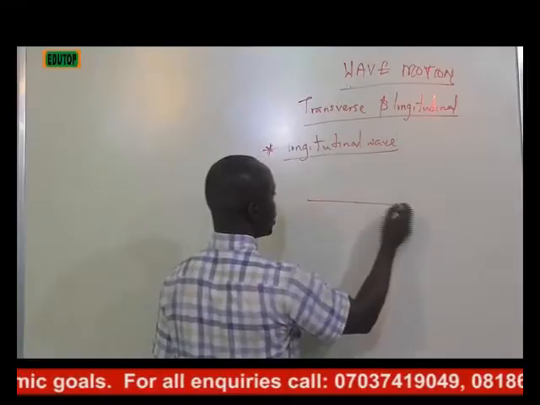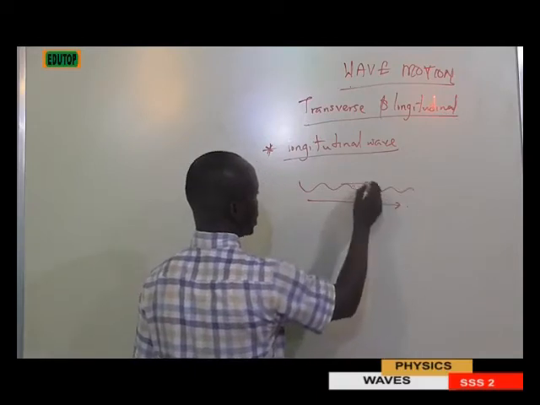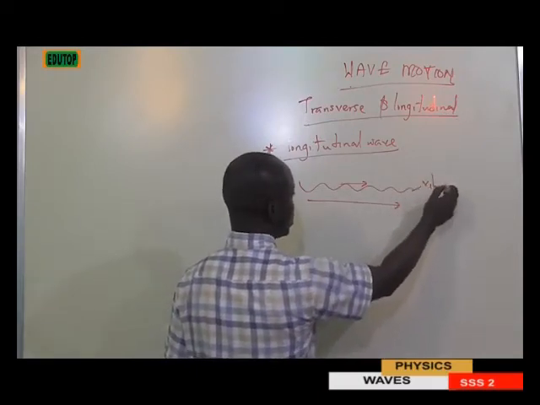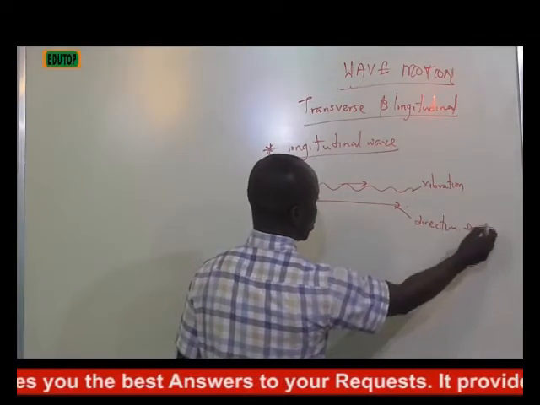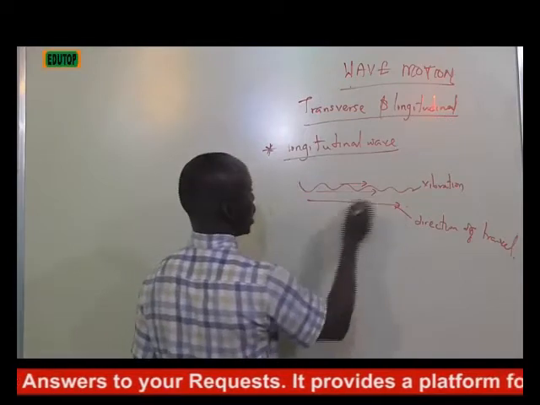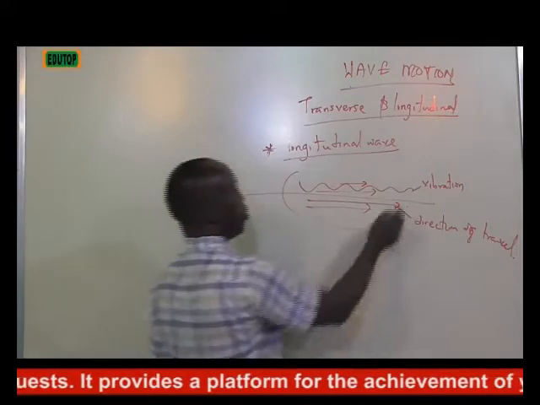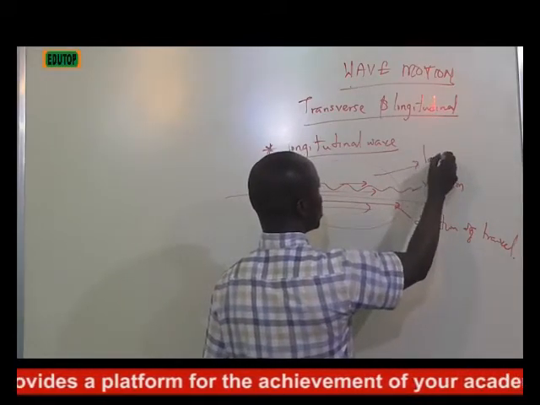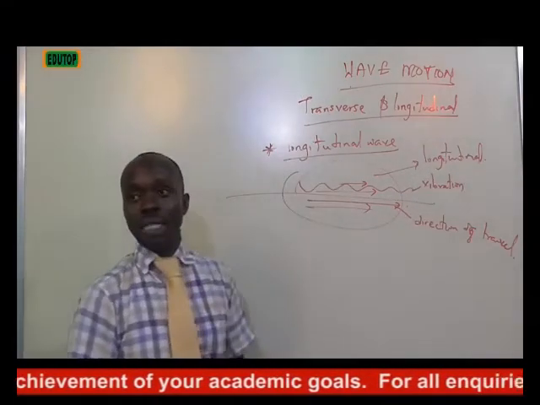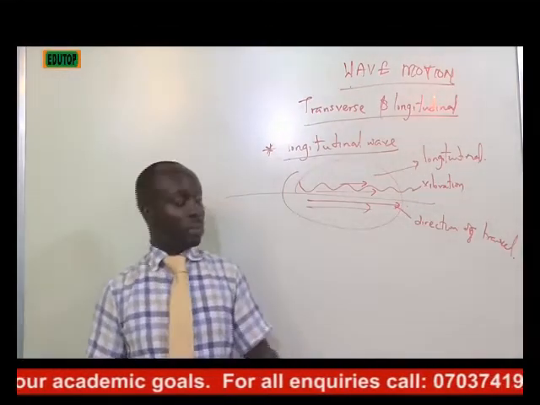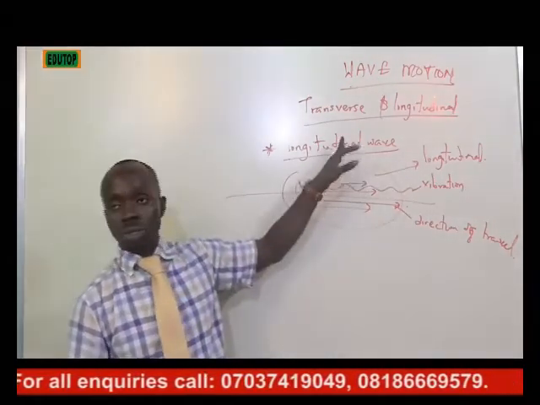Let's say the wave is traveling towards this side. Here is the vibration. You understand? This is the direction of vibration, and this is the direction of movement or travel. So if the direction of vibration and the direction of travel are on the same plane, we name the whole wave movement as what? Longitudinal. Hope you are getting it. So when the direction of the wave and the direction of vibration are in the same direction, that particular phenomenon is called longitudinal wave.